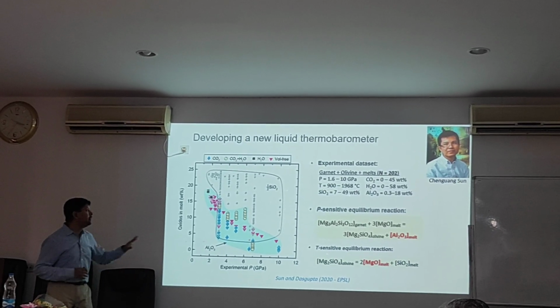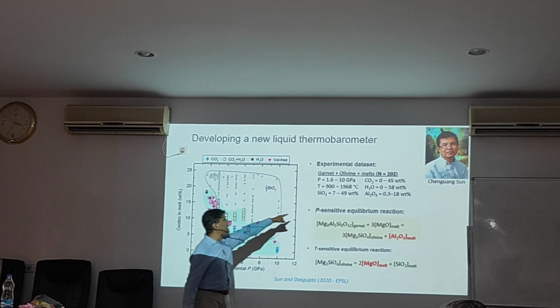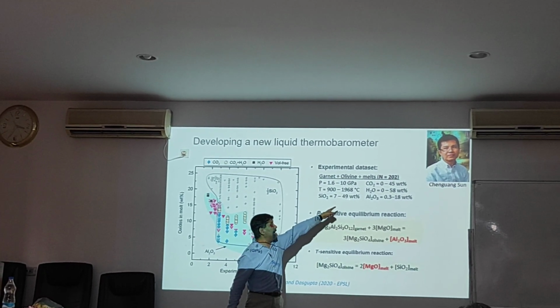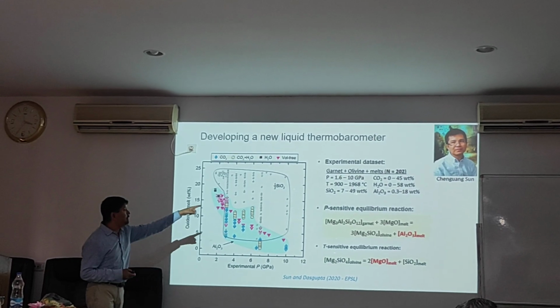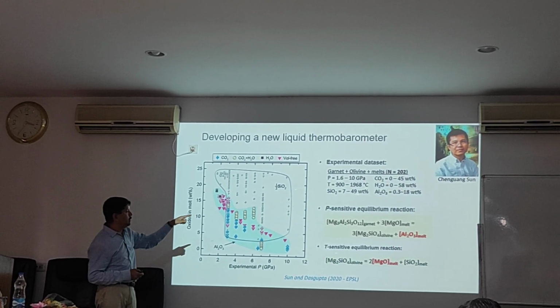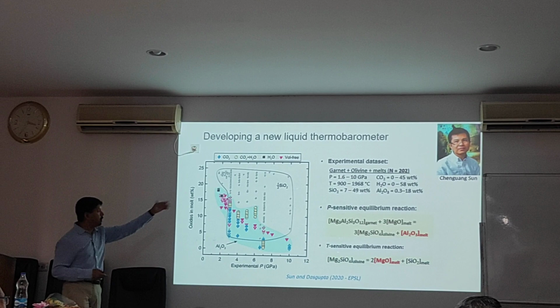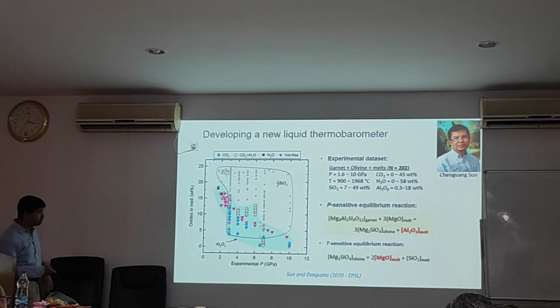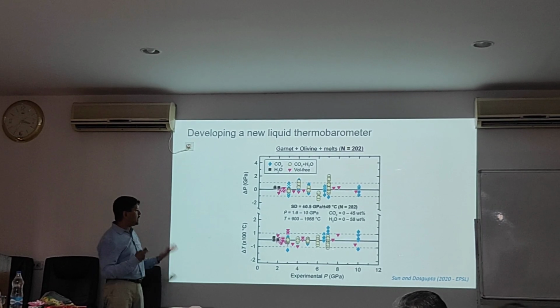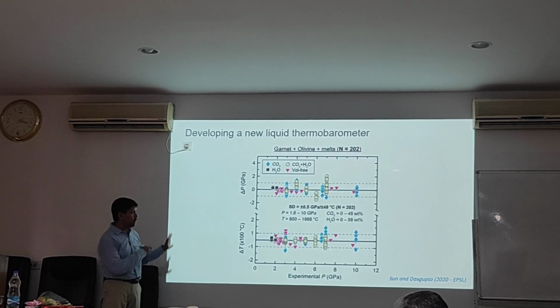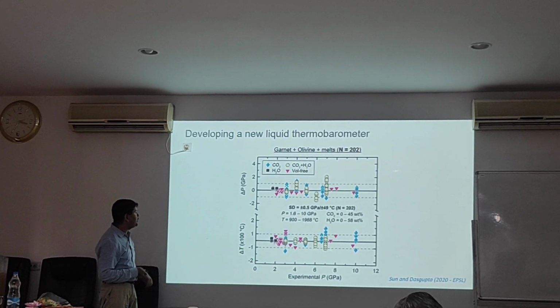That will be particularly relevant for melts that are relatively CO2-rich, as high as carbonated melts, like 40% CO2 and so on, with a relatively wide range of water content and alumina content, over a wide range of pressures and temperatures. So what I'm showing you here is the robustness of the calibration we came up with. I'm not showing you the equation; you can read the paper if you're interested.